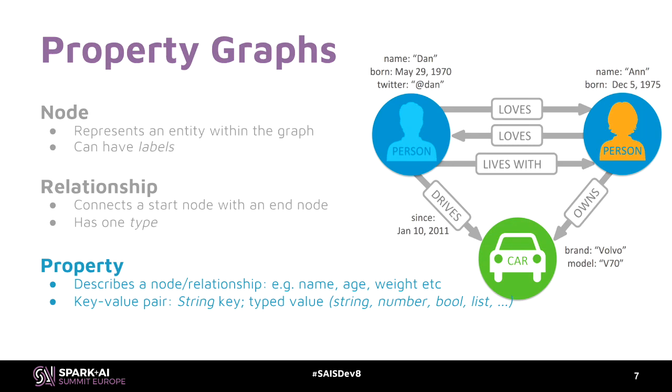The third thing are just properties. They're essentially ways to describe nodes and relationships. So for a person node, we might want to know what is their name, what is their birth date, what is their Twitter handle, or for a car, we might have properties such as the brand and model. Properties are just additional information about entities. They always have a name, which is a string, and a typed value, which can have many different types.